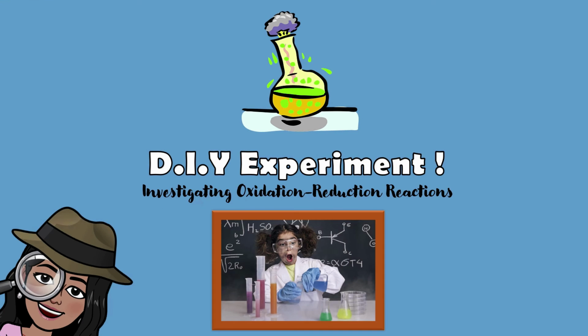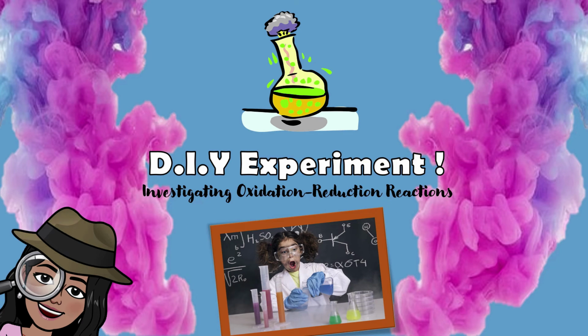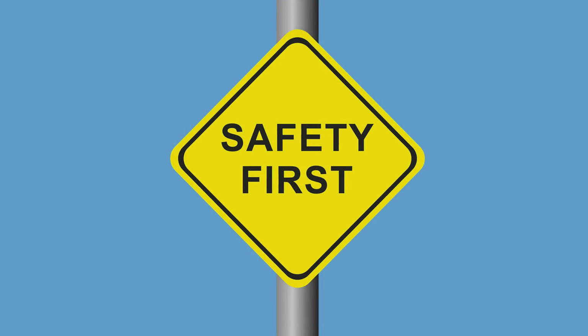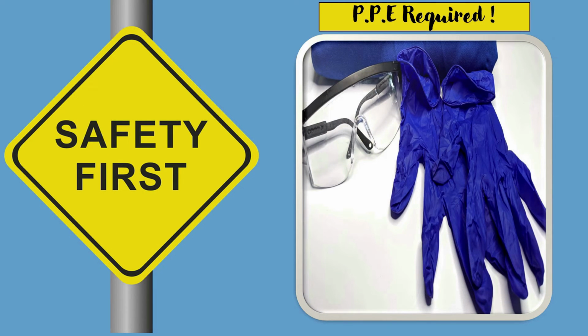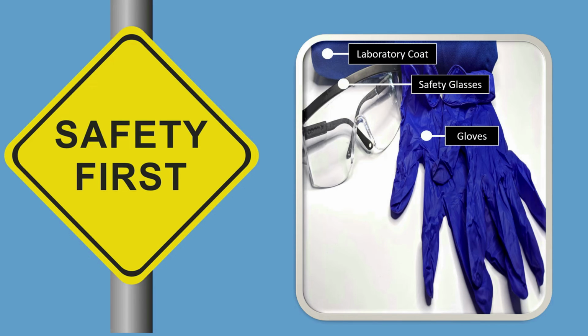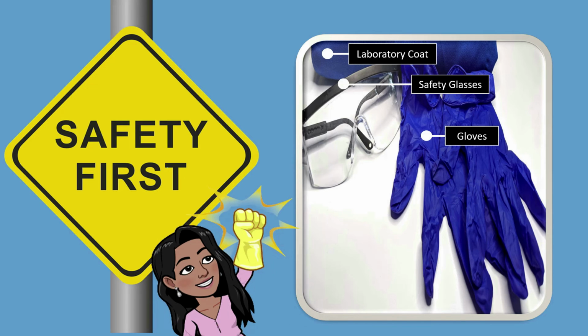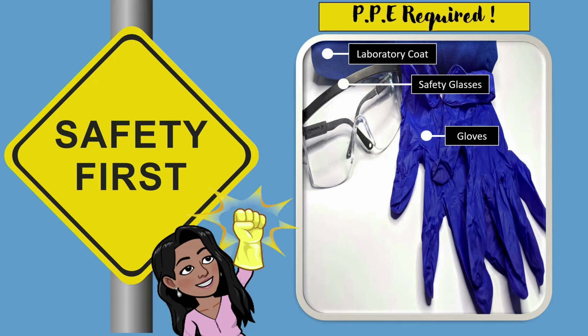Let's put your investigative skills to use with this DIY experiment. That's right, you can do it yourself with an adult. But first, let's talk about safety. You must wear personal protective equipment to stay safe when doing any experiment. In this experiment, you'll need to wear a laboratory coat, safety glasses, and a pair of gloves. So be sure to gear up before trying this experiment.